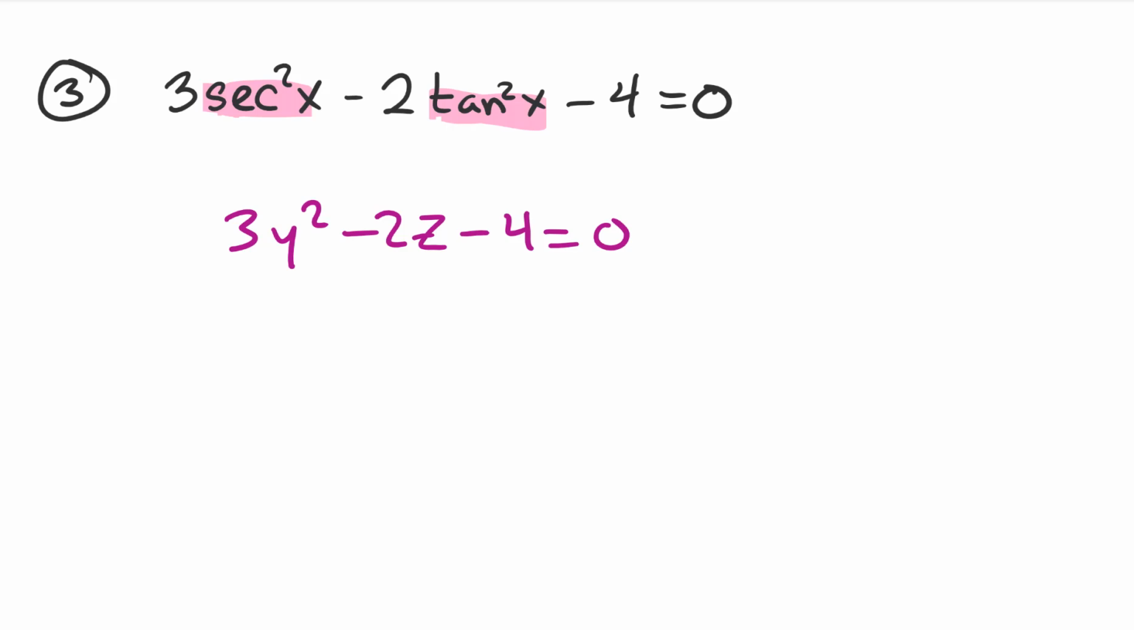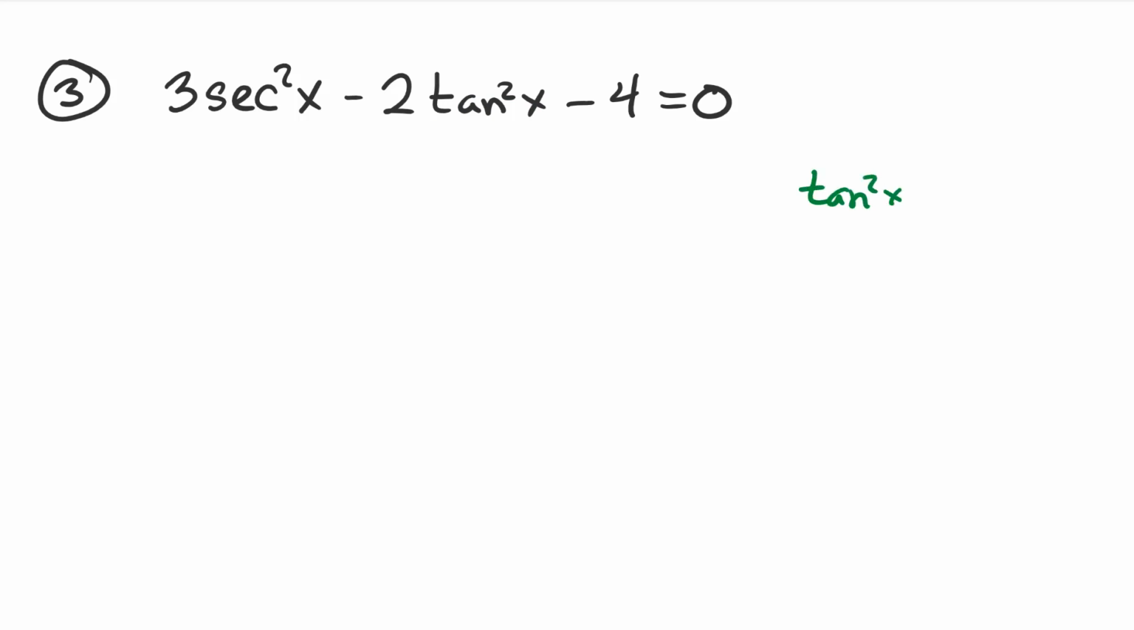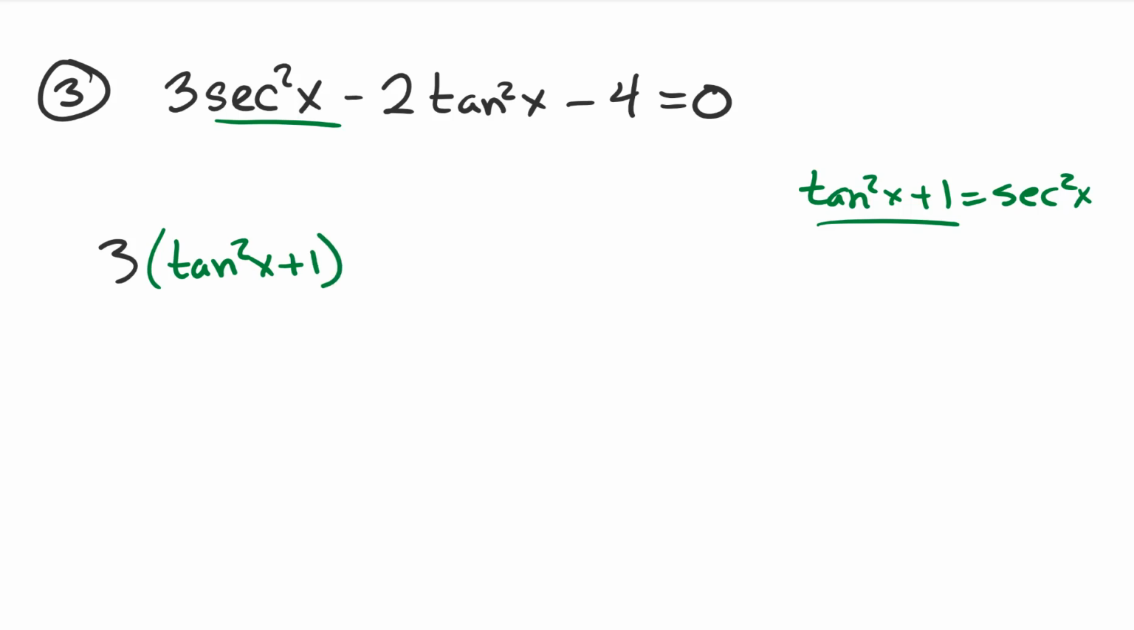If there was only some sort of way we could change tangent squared into things with secants in it, that would make life easier. But tangent squared of x plus 1 is equal to secant squared. You ought to get that memorized. So we could change secant squared into a tangent squared, or tangent squared into a secant squared. It doesn't matter. We just got to change one of them. So since we have secant squared is equal to tangent squared of x plus 1, why don't we replace it? We just change secant, and we leave everything else alone.